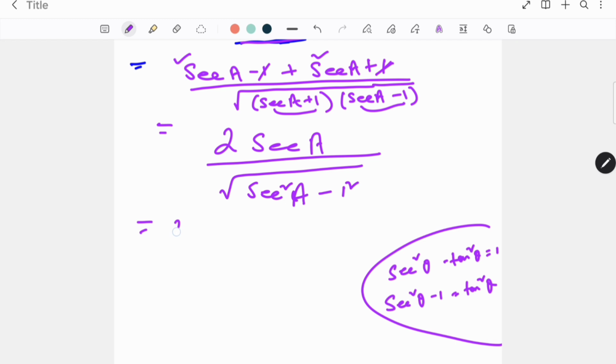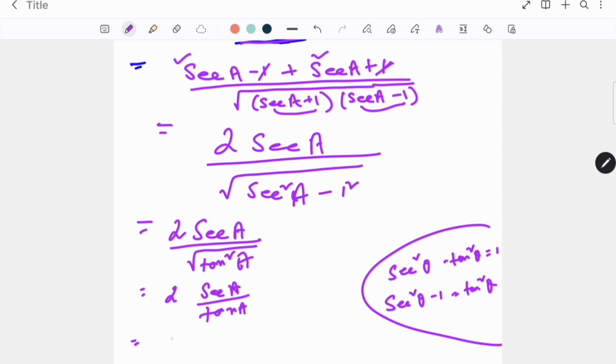So we are going to get 2 sec A by under the root tan square A. Under the root, if we get tan square A, tan A will come out. So this is 2 sec A by tan A, and if we split it, we know sec means 1 by cos, and tan means sin by cos.